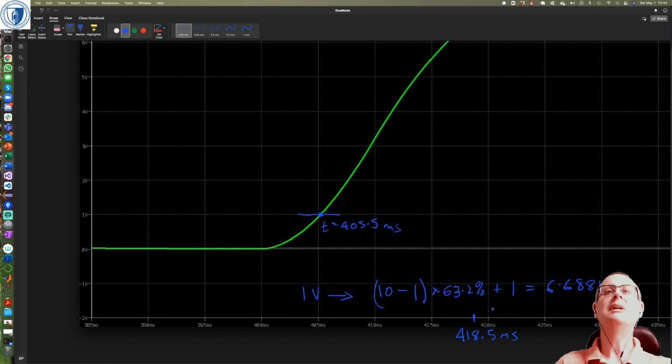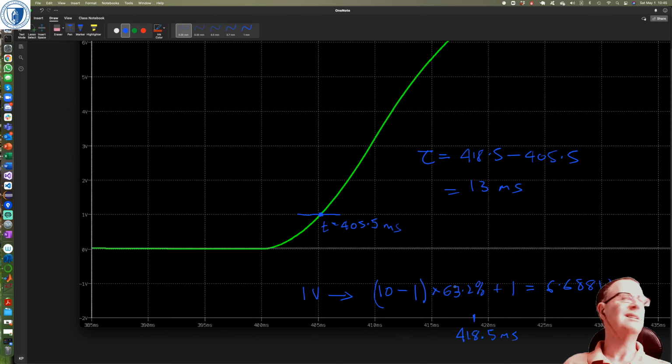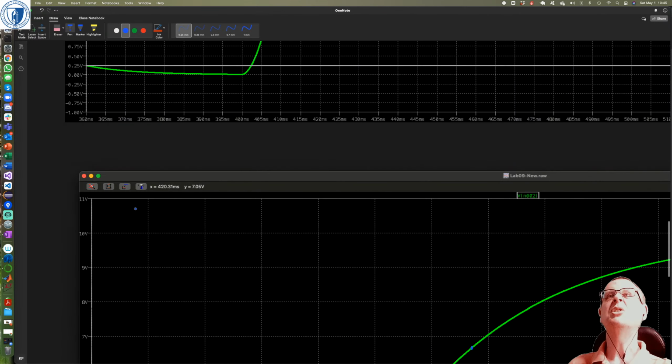That's way too many significant figures for this, but that's all right. So then our tau is going to be the time difference. It's going to be 418.5 minus 405.5, which is 13 milliseconds. And I must admit I didn't calculate what it really should be, so let's go back and calculate what it really should be.